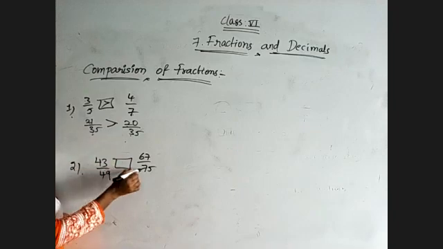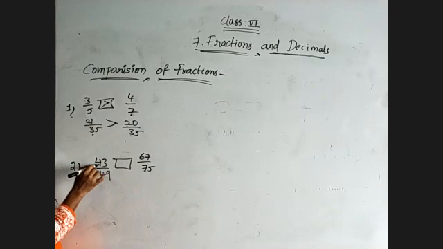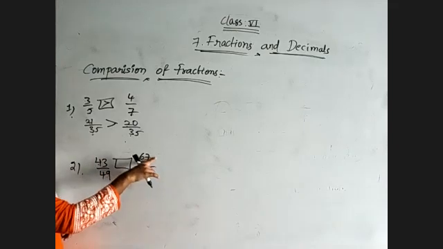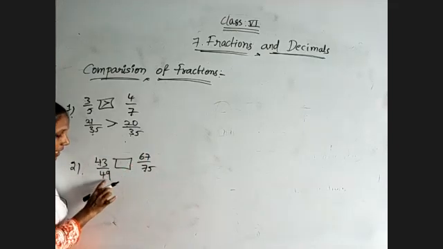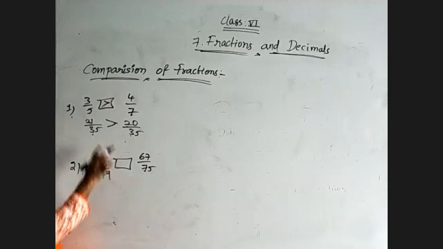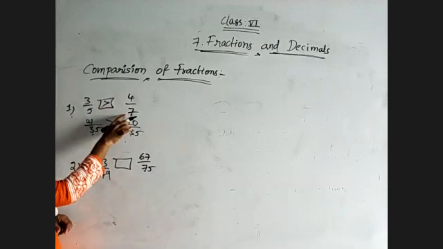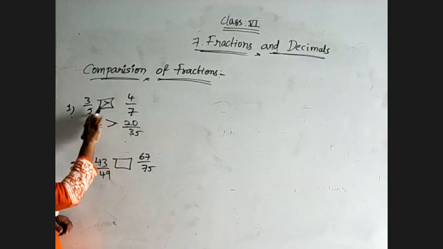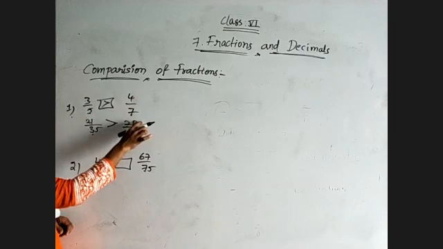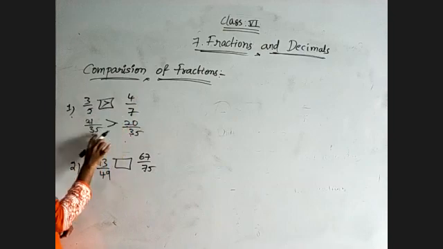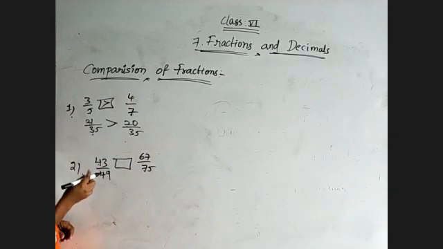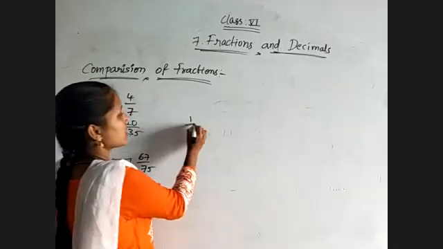Same here also. 75 we need to multiply with 43. 49 we need to multiply with 67. And in the denominators, these two numbers you have to multiply. Observe this. 3 and 7 we multiplied. 5 and 4 we multiplied and kept here. And denominators 5 into 7. That's it.